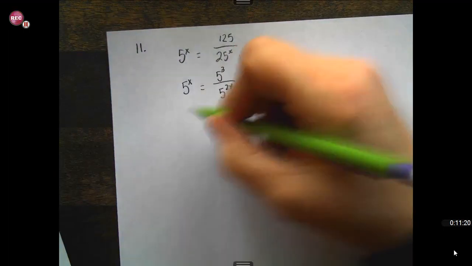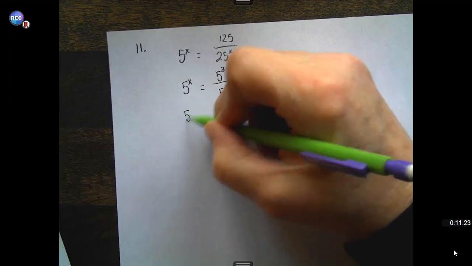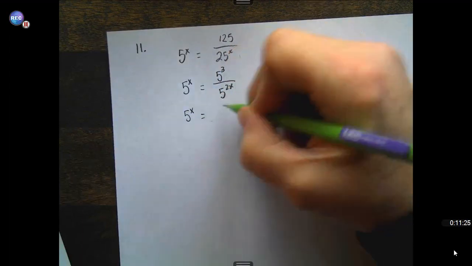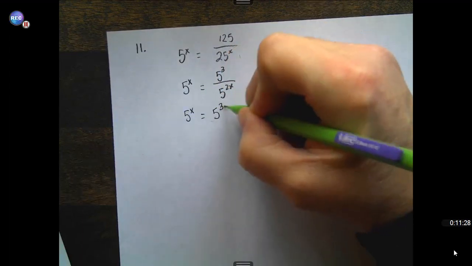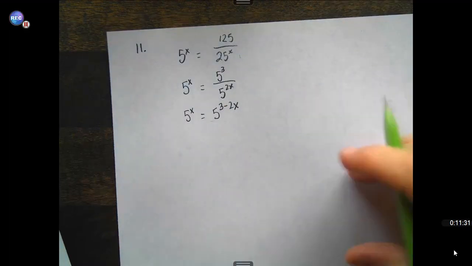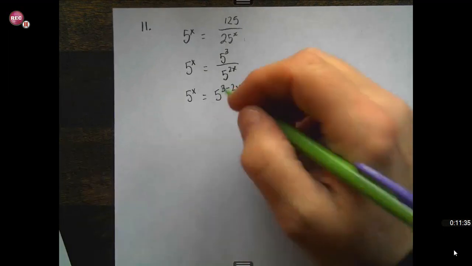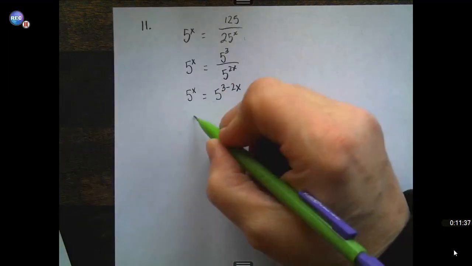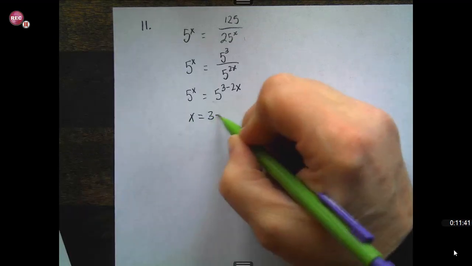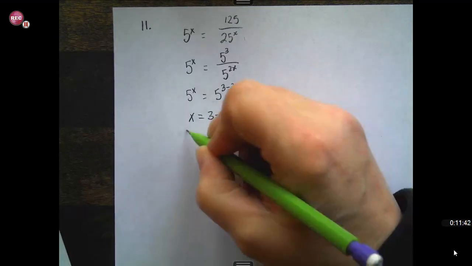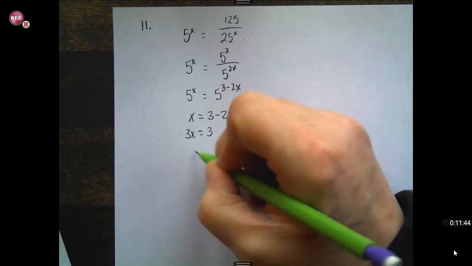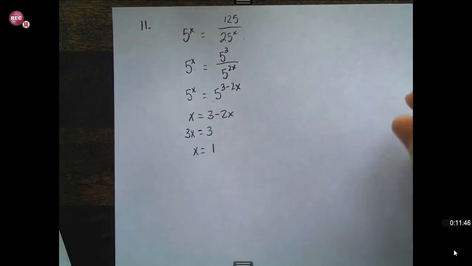And then this is going to be 5 to the x equals 5 to the 3 minus 2x. When you're dividing, you subtract those exponents. And now I can set the exponents equal. X equals 3 minus 2x. I would add 2x to both sides, and x is 1.